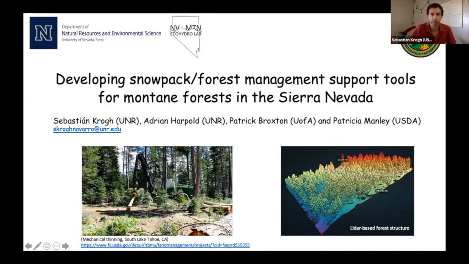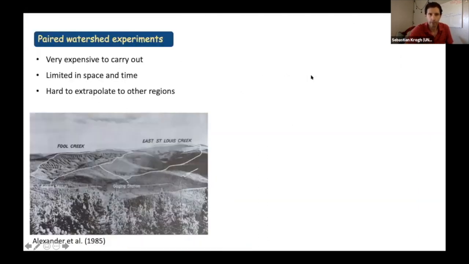So I'm going to be talking about the water quantity component of this project, in particular, the effect of thinning on the snowpack and melt volumes. Okay. So there's a couple of different ways in which we could assess this problem.